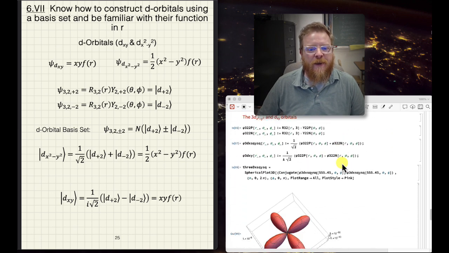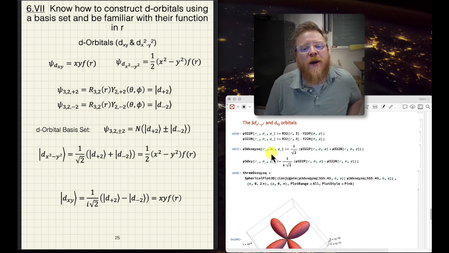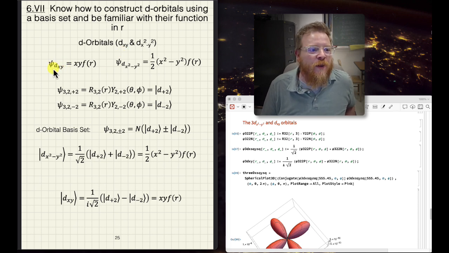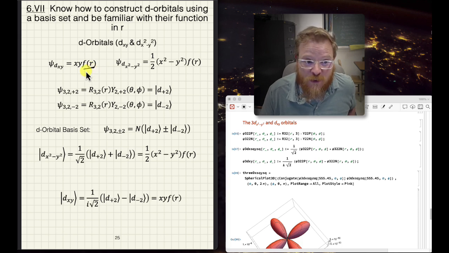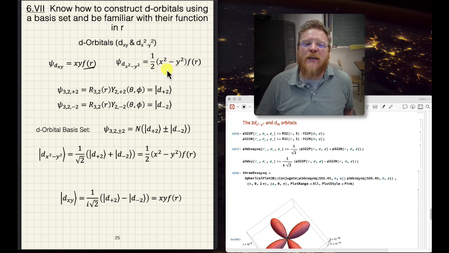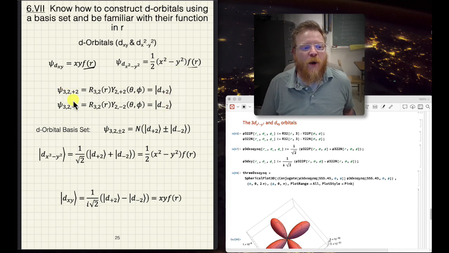So now looking ahead to the other d orbitals, we can make a set of the 3dx squared minus y squared and the 3dxy. So as it turns out, the psi dxy does in fact end up equaling xy times f of r, and that's the same function in R that we would get for 3dz squared. The dx squared minus y squared ends up being 1/2 times the quantity x squared minus y squared times the same function in R. And so now we build up our basis set with the following. We will define the ml plus 2 and ml minus 2 states as such, the d plus 2 and the d minus 2.